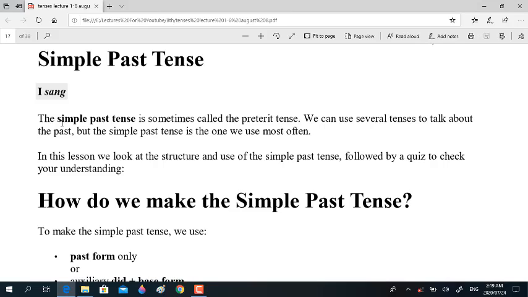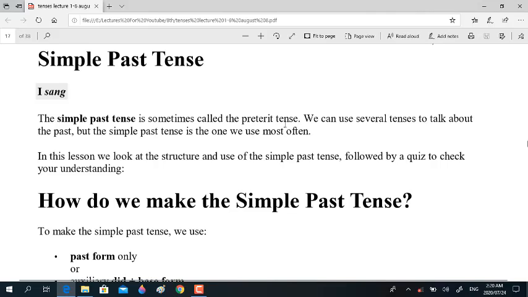Let's see in detail. The simple past tense is sometimes called the Preterite tense. This tense is also called Preterite tense. Preterite means a term formerly used to refer to the simple past tense. It is the old version of past simple tense. Simply, it is the old version used to express the simple past tense. Pre means before. Preterite tense.